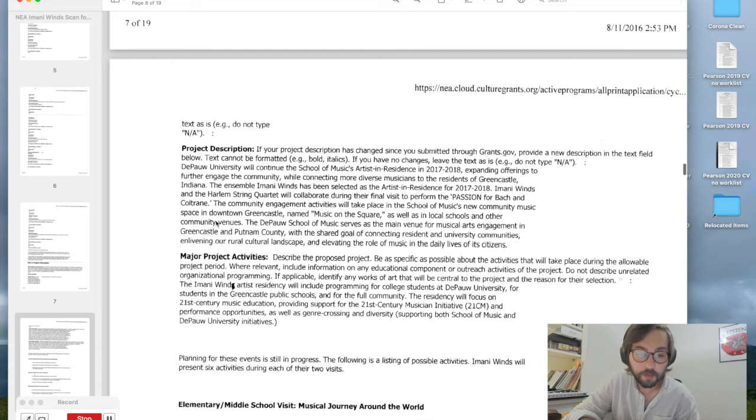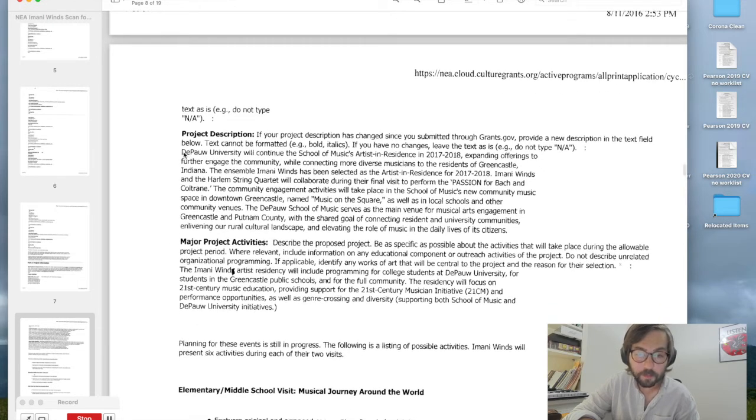Here's the project description. DePaul University will continue the School of Music Art residence in 17-18. Again, stressing the sort of continuity of this. Expanding offerings to further engage the community. Speaking to the rationale in part. While connecting more diverse musicians to the residents of Greencastle. More rationale there. The ensemble Imani Winds has been selected. They and the Harlem String Quartet will collaborate during their final visit to perform this specific concert, Passion for Bach and Coltrane. Okay, so very specific event.